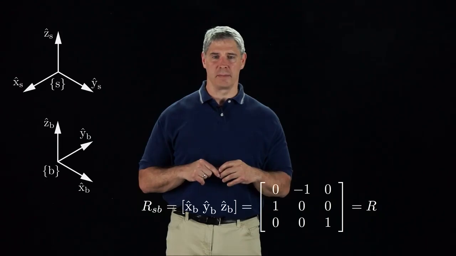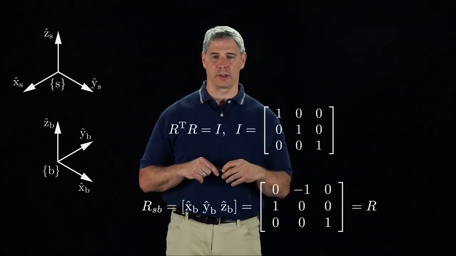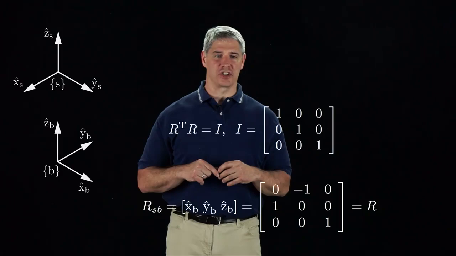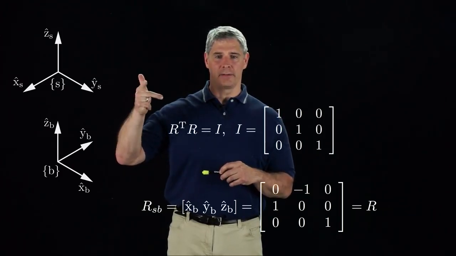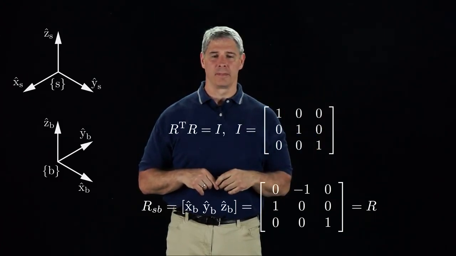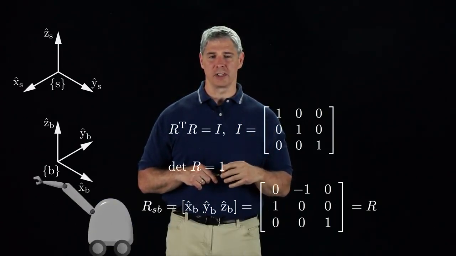These 6 constraints can be written compactly as R transpose times R is equal to the 3 by 3 identity matrix I. These constraints ensure that the determinant of R is either 1, corresponding to right-handed frames, or -1, corresponding to left-handed frames. We only use right-handed frames, so the determinant of R must be 1.